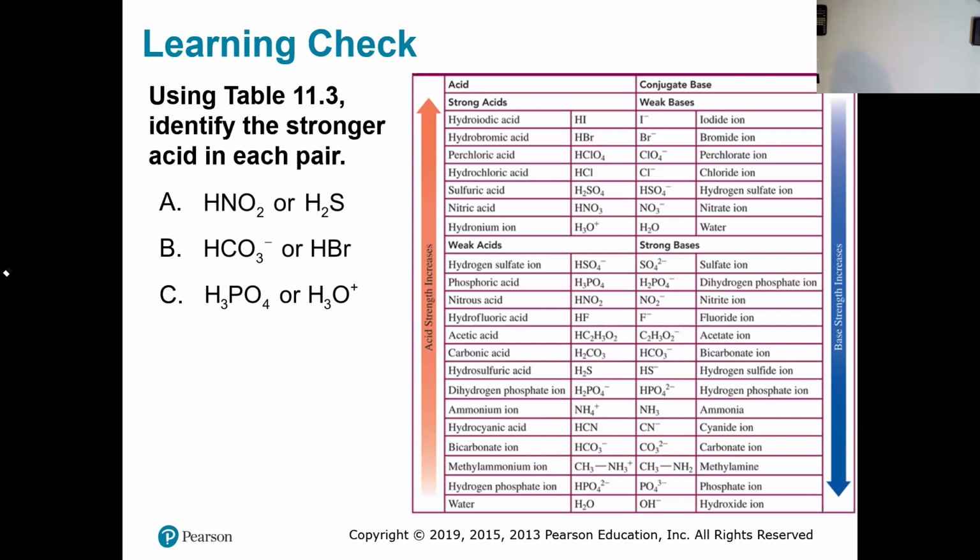Two of these you would not need this table for. For them to ask you this question for part B and part C, you would not need the table. When you look at H3O plus versus HBr, you should just be able to know that this is a strong acid. And then you're going to have H3PO4 and H3O plus. Your H3PO4 is down here in your weak acid section, right? And your hydronium ions up here. But you'll notice that all these that are listed up here, these are your strong acids.